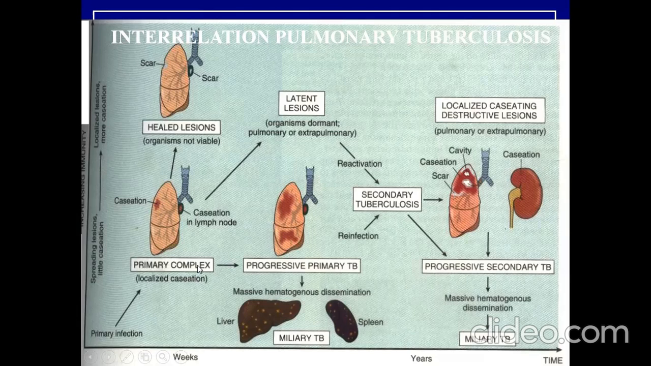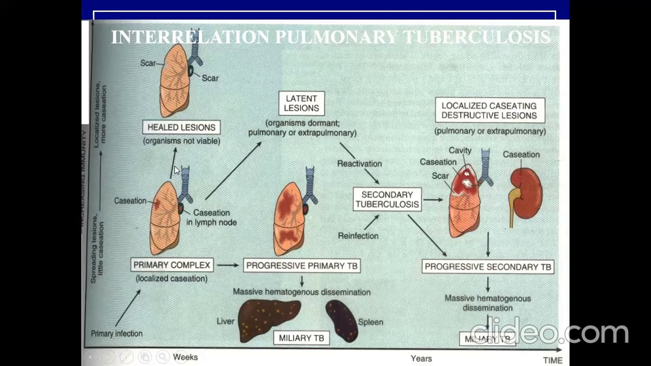It usually happens in children, and if the immunity is good, then the organisms are taken care of at the sites, and there will be healed lesions which occur as scars both in the lung periphery and in the lymph nodes over here. So if the organisms are killed, they are not viable anymore, then they leave scars.